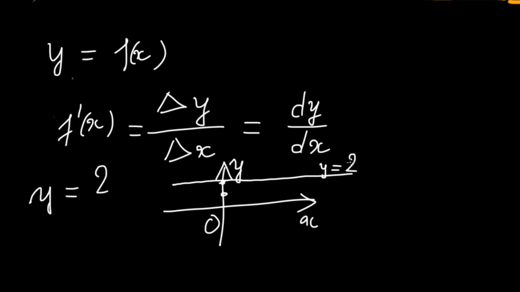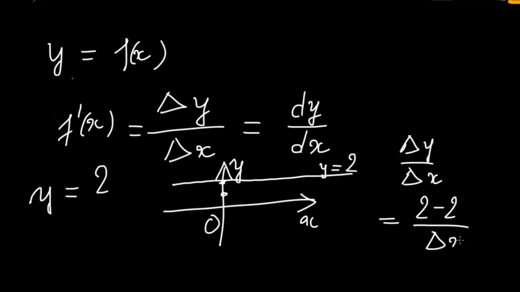What we are going to do is find delta y over delta x. We see delta y equals 2 minus 2, which is 0, over delta x. 0 over delta x, you got 0. So the ratio delta y over delta x in this case equals 0, or the derivative of a constant y equal 2 equals 0. In this case, you can see the change in y, which is delta y, is always equal 0.